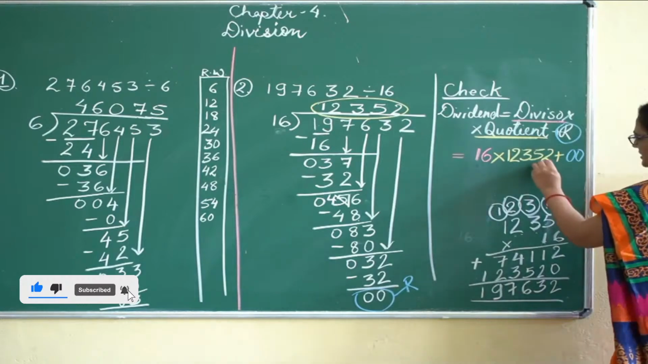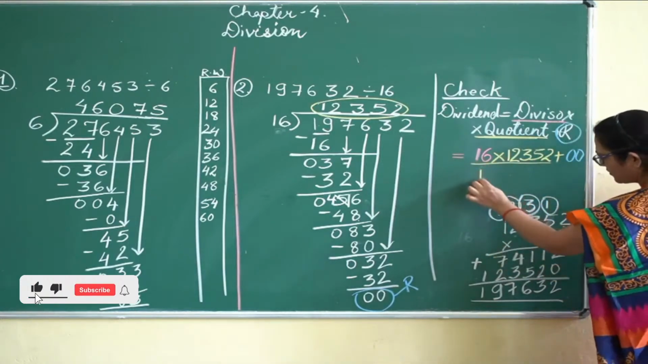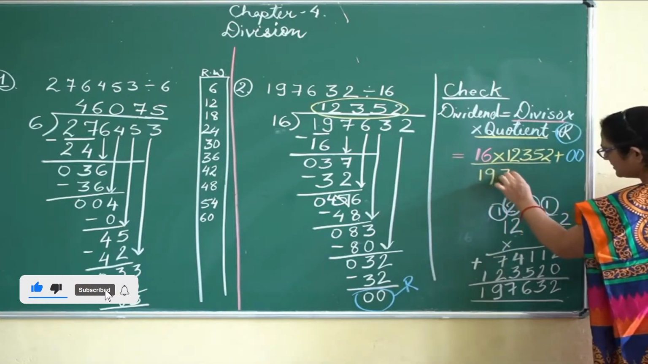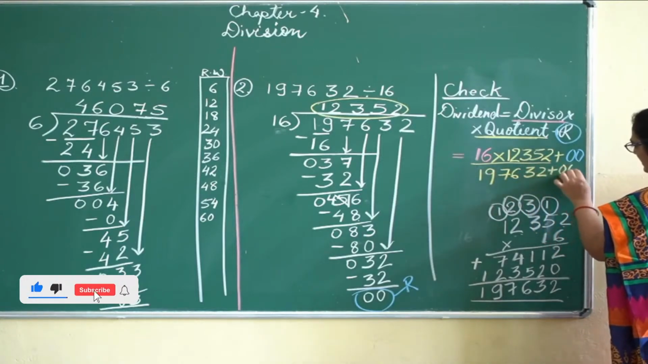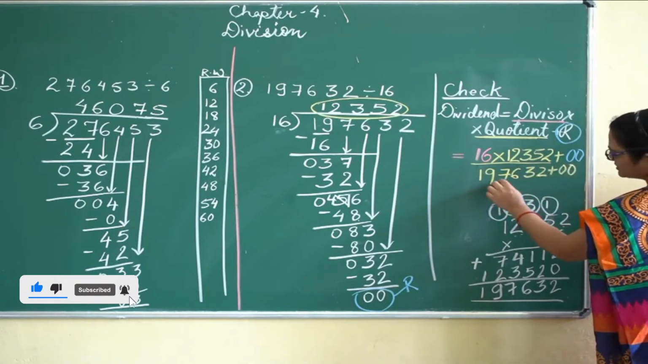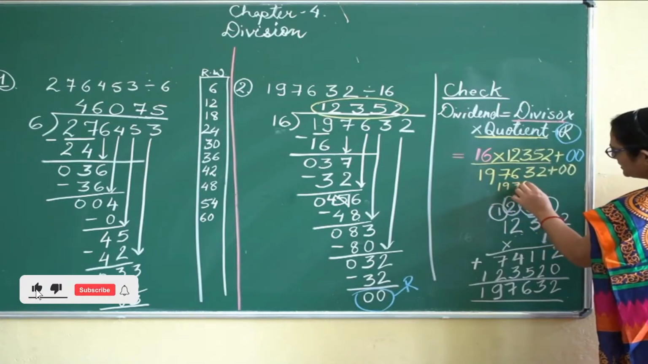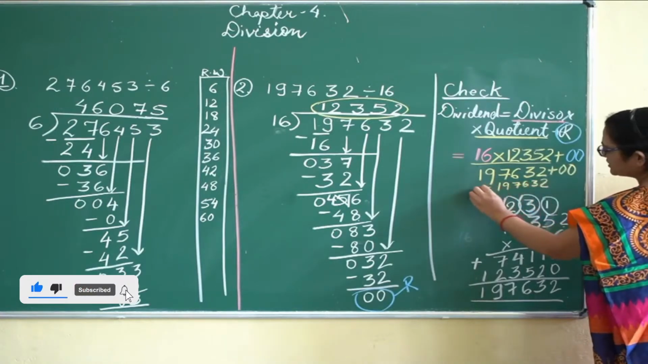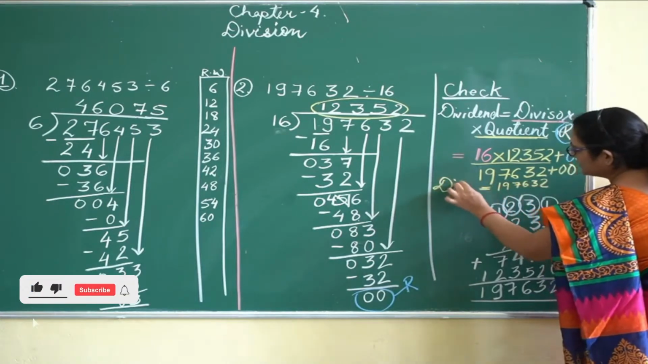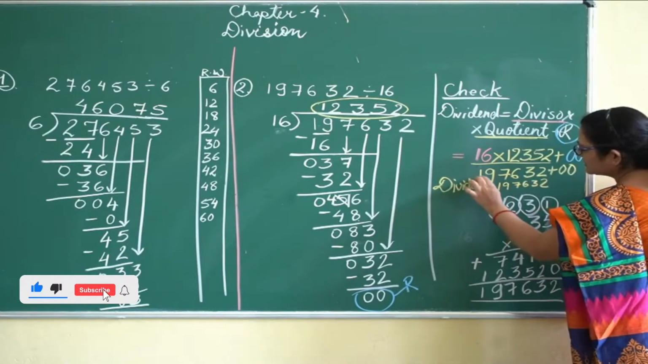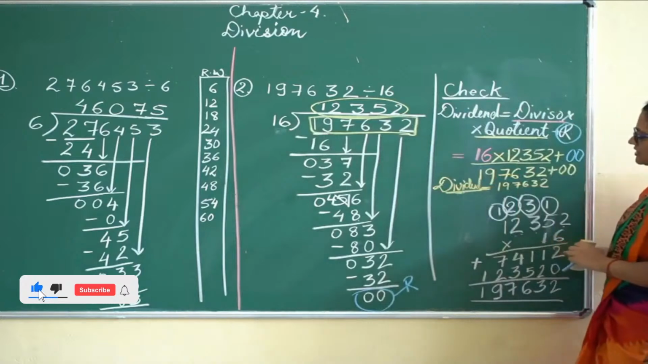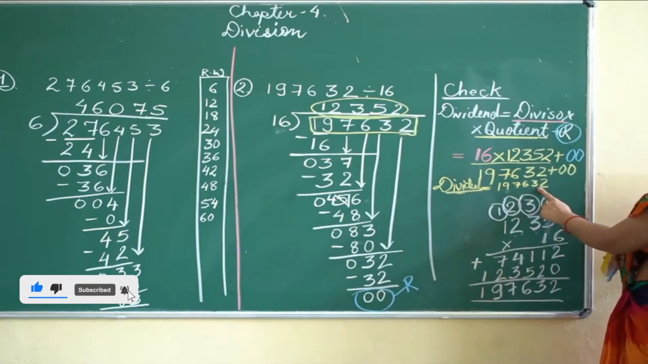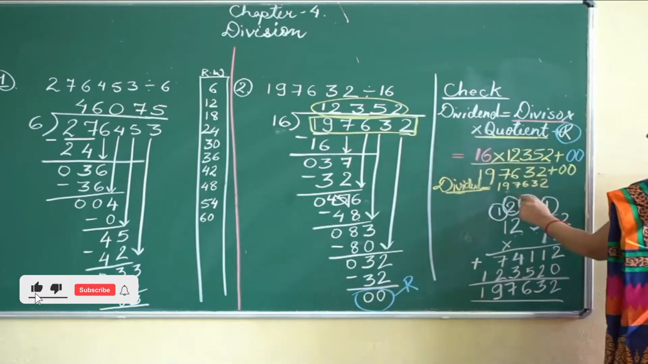So after multiplication of these numbers, what do we get? 1,97,632, add the remainder. When we add any number with 0, we will get the same number. This is equal to what? Dividend. What is dividend? This is the dividend that we got. So the division is correct. In this way we can check.